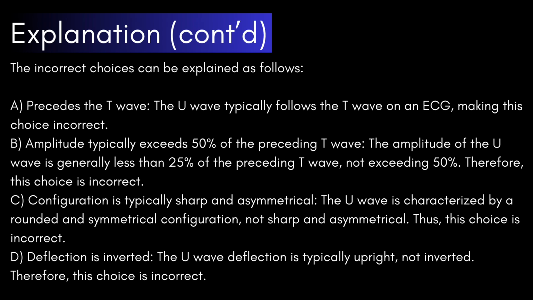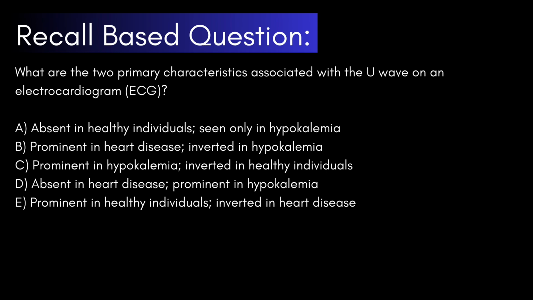C. Configuration is typically sharp and asymmetrical. The U wave is characterized by a rounded and symmetrical configuration, not sharp and asymmetrical. Thus, this choice is incorrect. D. Deflection is inverted. The U wave deflection is typically upright, not inverted. Therefore, this choice is incorrect. All right, now that we have covered this question, let's move on to look at the next question. What are the two primary characteristics associated with the U wave on an electrocardiogram, ECG?